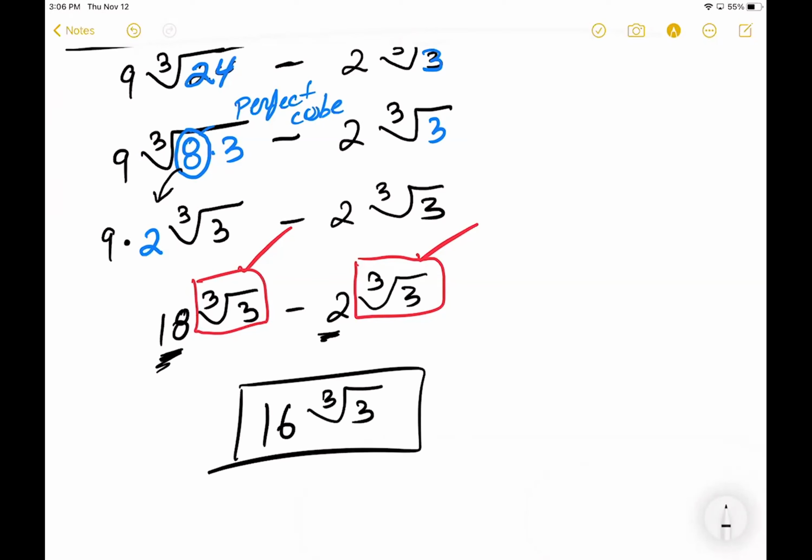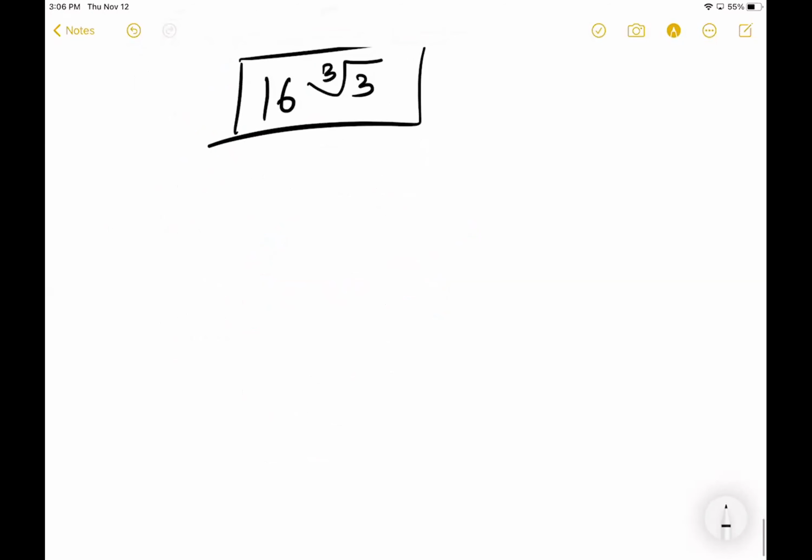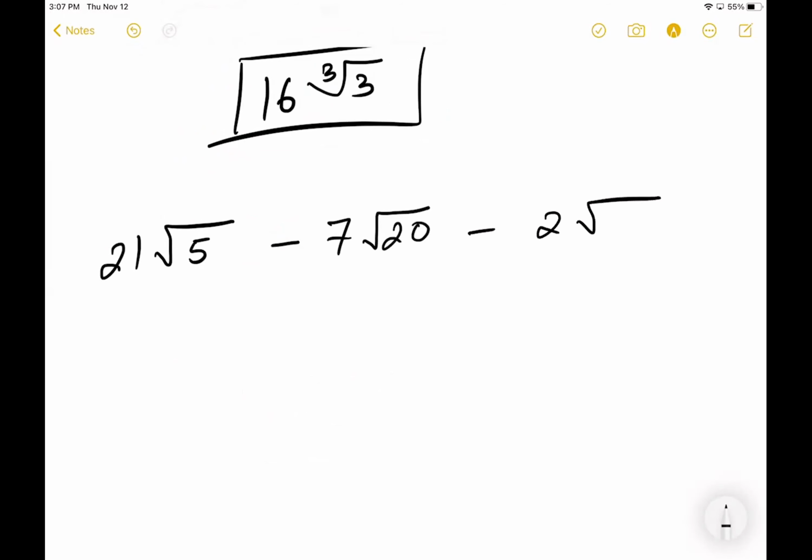Question here. All right, let's do one more and then we call it a day. Let's say 21 square root of 5 minus 7 square root of 20 minus 2 square root of 45.